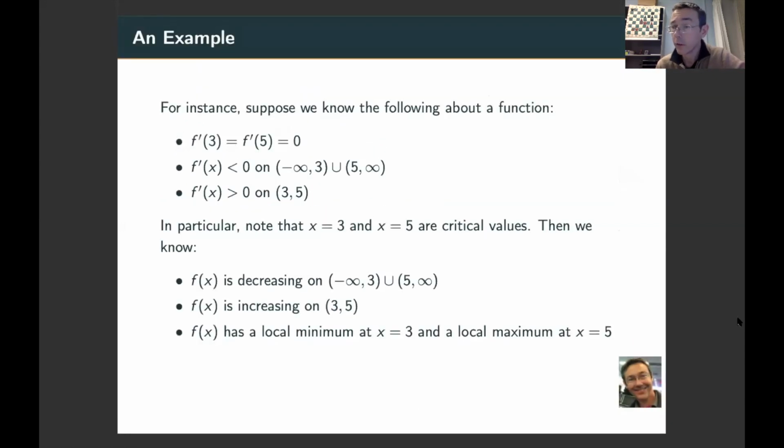We know that the function is going to be decreasing wherever the derivative is negative. So that means to the left of 3 and to the right of 5. Similarly, we know that the function is going to be increasing wherever the derivative is positive. So between 3 and 5. Finally, since the derivative changes from negative to positive at 3, the function changes from decreasing to increasing at 3, we have to have a local min there. And since the function changes from increasing to decreasing at x equals 5, the derivative goes from positive to negative, we have a local maximum at x equals 5.